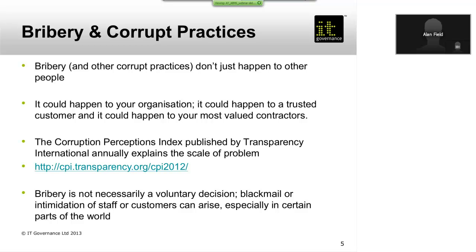The other very important point to remember is bribery is not necessarily a voluntary decision. Intimidation of staff or indeed customers can arise, particularly in certain parts of the world, and we'll talk about this a little bit more later on.